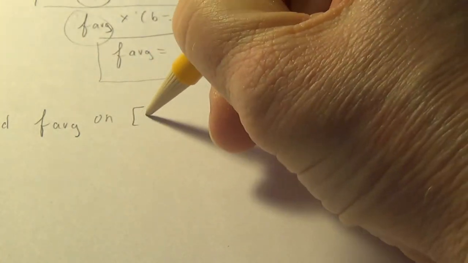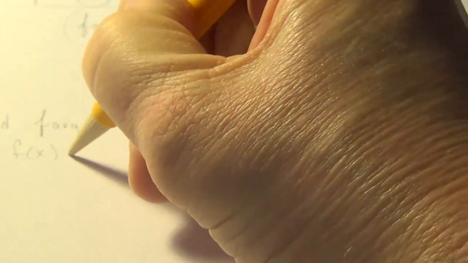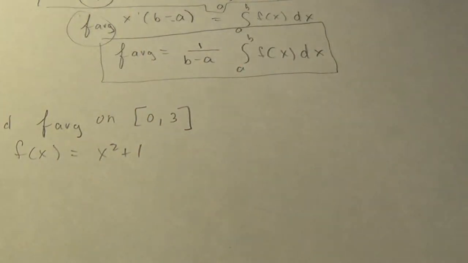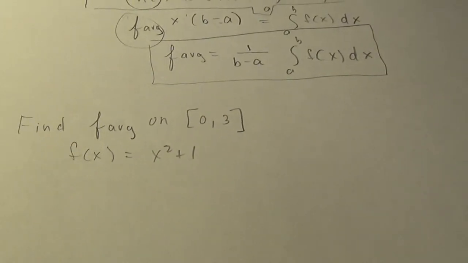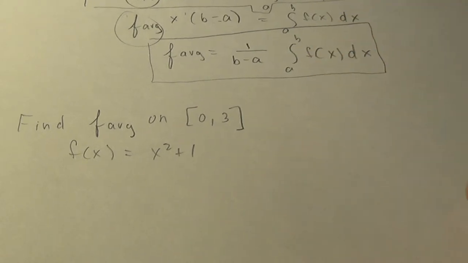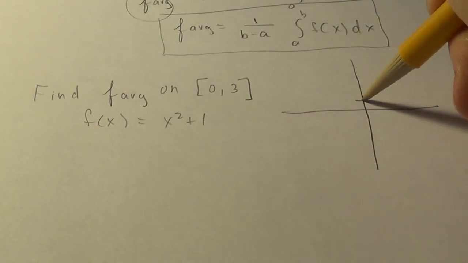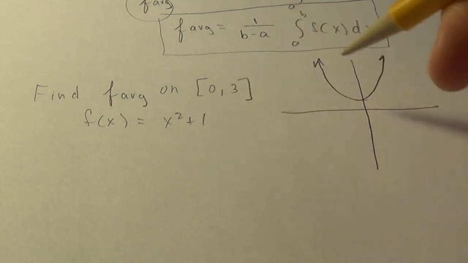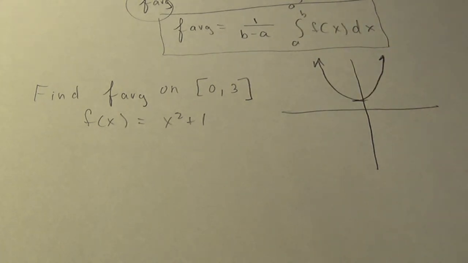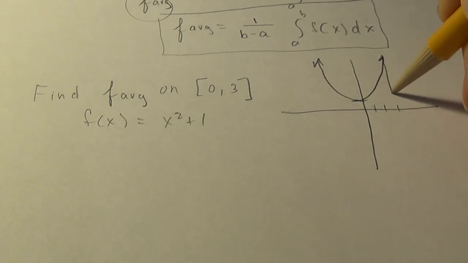on 0, 3, and the function that we're going to study, practice this on, is f of x equals x squared plus 1. So find the function's average on 0, 3, and the function is x squared plus 1. I like to always draw a picture of it. So in this one, we have the smiler, the parabola that opens up, and it's raised up 1. So about like that. And we're interested in this between 0 and 3.